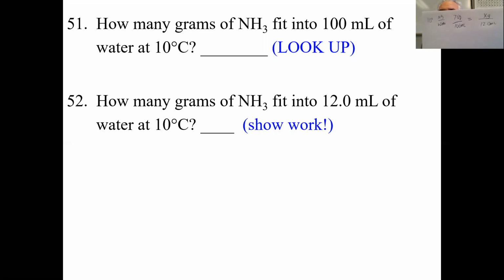Every single time, even if you're smart, you write the temperature, you write what you're looking at. In this case, we're looking at ammonia in water. And at 10 degrees, 70 grams of ammonia fits into 100 mLs of water. That's perfect. That's saturated. Well, if 70 grams fits in 100 mLs, how many grams fits in 12? You got to cross multiply.